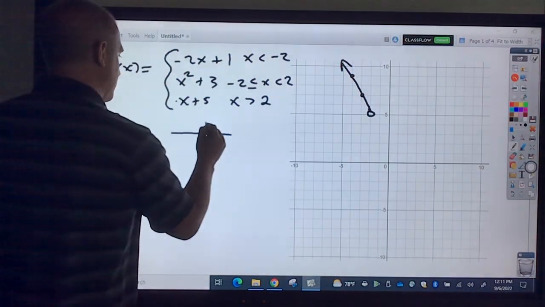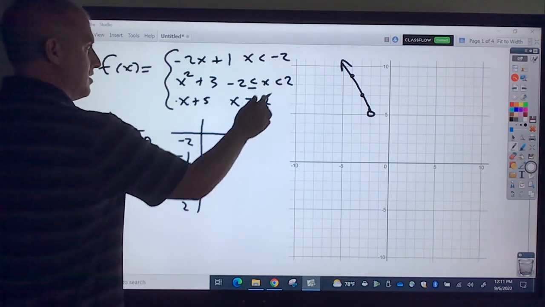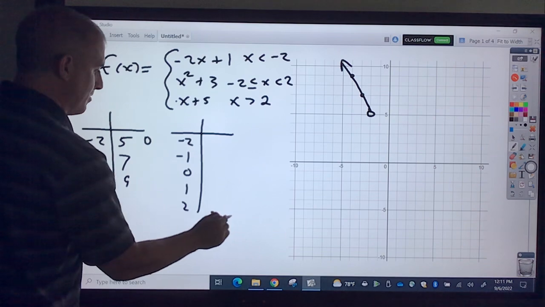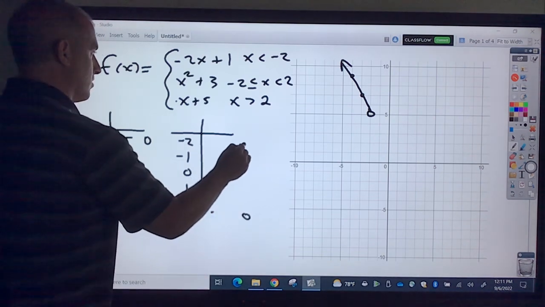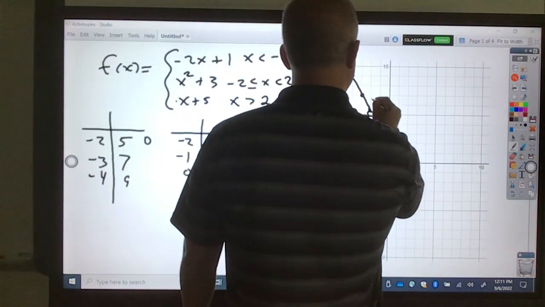Now this one, I'm going to go negative 2, negative 1, 0, 1, 2. So I end at 2. This one will be an open circle down here. This one will be a closed circle. So negative 2 squared is 4, plus 3 would be 7. So negative 2 over 7 up.